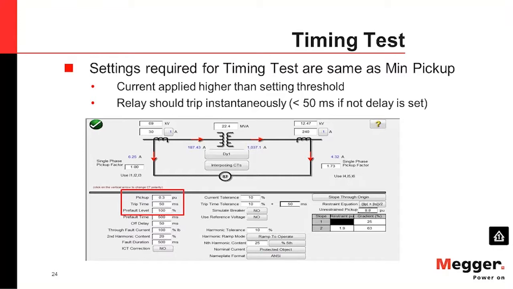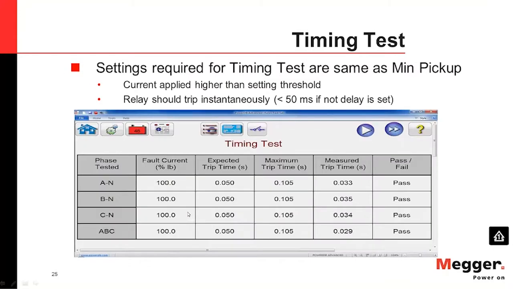In some cases I have seen them put 100 milliseconds trip time for transformer differential relays. After putting this setting, we can go to the menu and do the timing test, which will show something like this: expected time, setting time, and then the measured time. So two tests are done now: the transformer differential pickup and the transformer differential timing test.